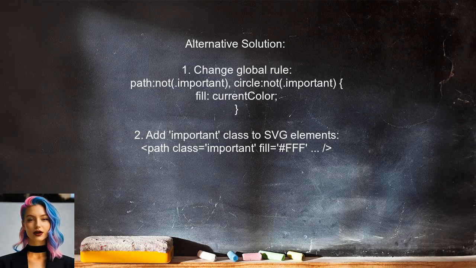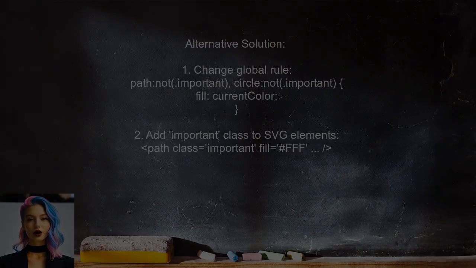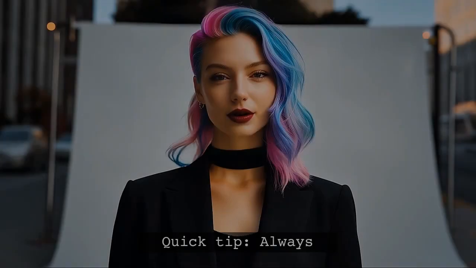Another user offers a practical solution. They suggest modifying your global fill rule to target specific SVG elements. Instead of applying fill: currentColor to all elements, you can use a selector like path:not(.important) or circle:not(.important). This way, you can add an important class to the SVG elements that need to retain their original colors. Here's a quick tip.